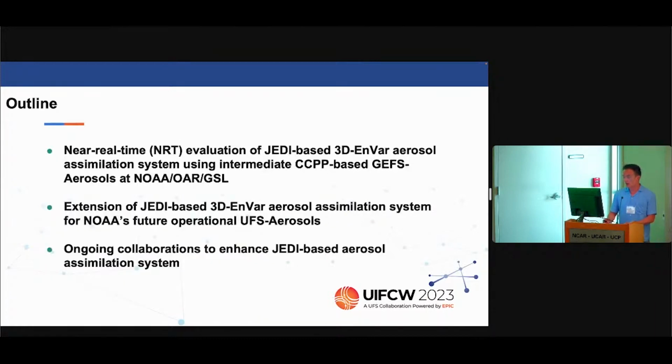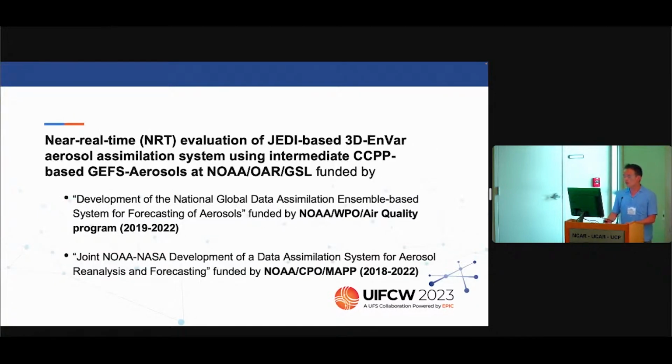Today I'm going to start with a quick introduction of our initial aerosol data assimilation development for the GEFS-Aerosols model and its near real-time evaluation. Then I'm going to present our recent extension of this JEDI-based 3DEnVar aerosol data assimilation system for NOAA's future operational UFS aerosol model. Lastly, I'm going to highlight our ongoing collaborations to enhance this JEDI-based aerosol assimilation system. The first part of this work is funded by the NOAA WPO and CPO programs, and these two projects were completed already.